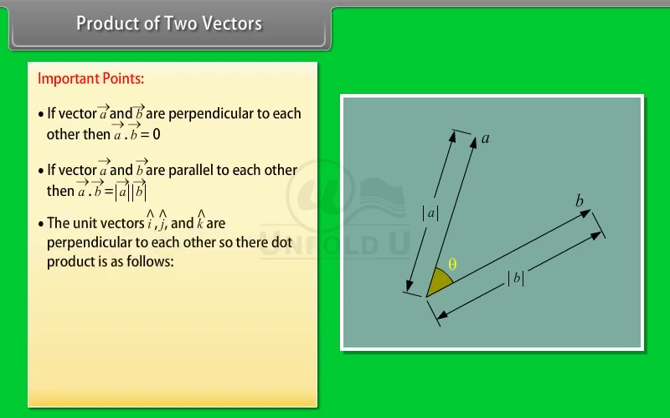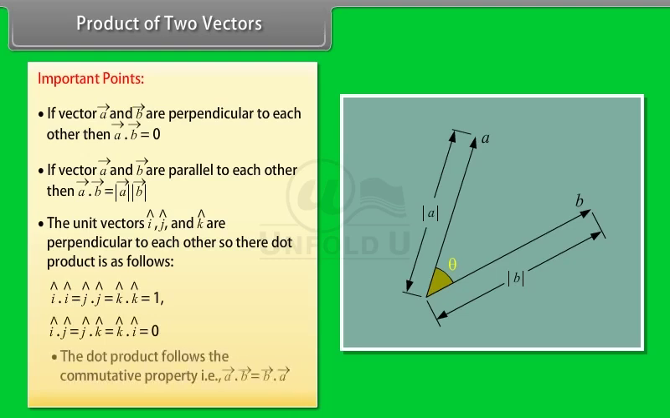The unit vectors cap I, cap J, and cap K are perpendicular to each other, so their dot products are as follows. Cap I dot cap I equals cap J dot cap J equals cap K dot cap K equals 1. Cap I dot cap J equals cap J dot cap K equals cap K dot cap I equals 0. The dot product follows the commutative property. That is, the dot product of vector A and B is equal to the dot product of vector B and A.